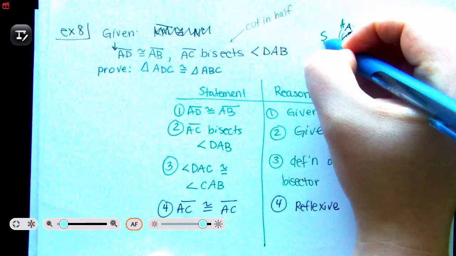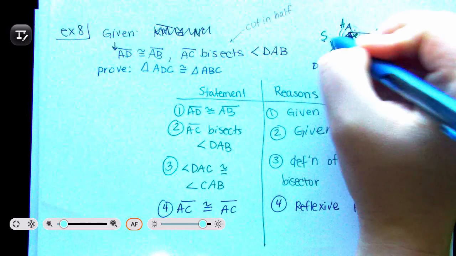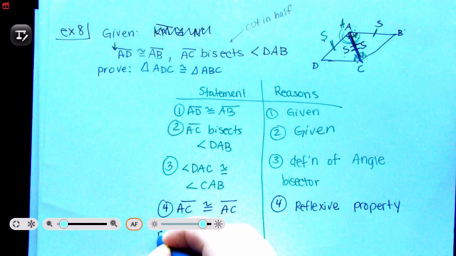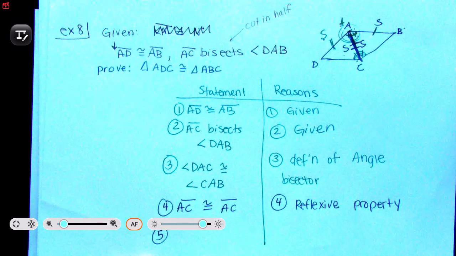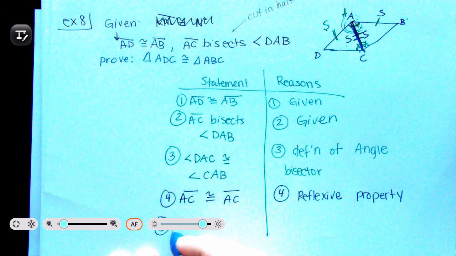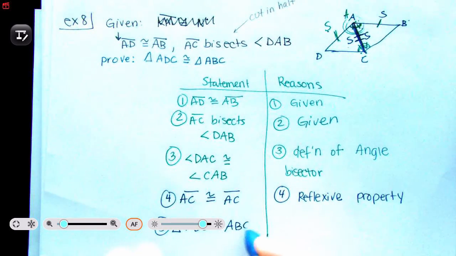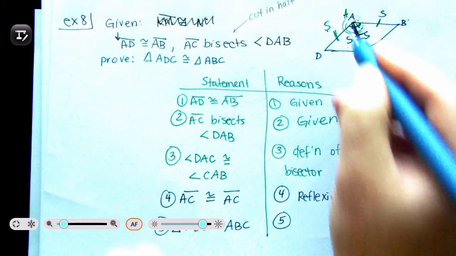So now what do I have? I have a side, an angle, and a side. Side, angle, side, SAS. So then my last, anything that I write is going to be my proof statement. So triangle ADC congruent to ABC. How do we know that they're congruent? By SAS.